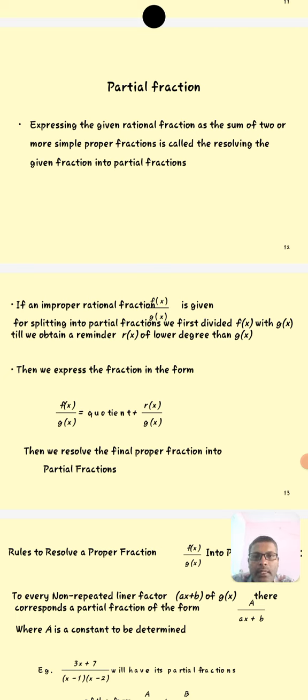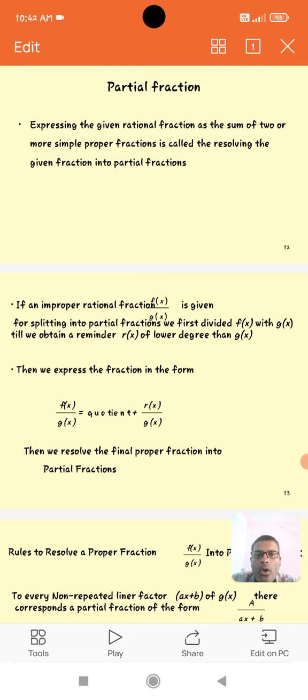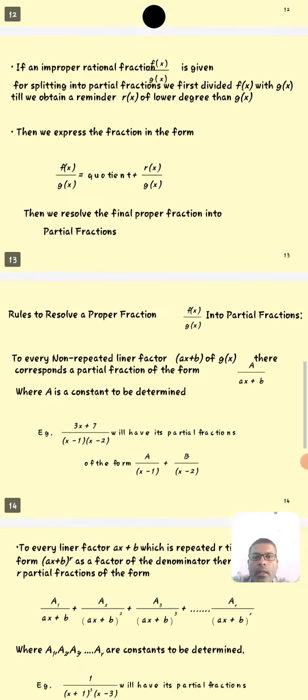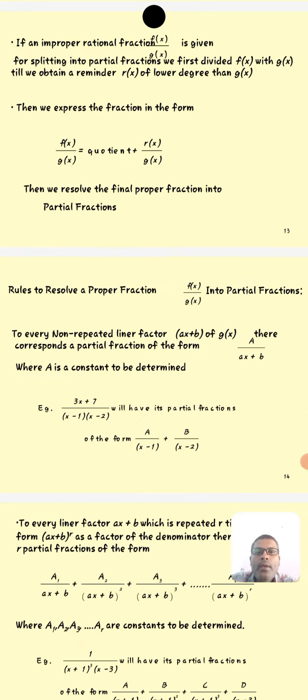Now we express the fraction in the form f of x divided by g of x is equal to quotient plus r of x divided by g of x. Then we resolve the final proper fraction into partial fractions. Rules to resolve a proper fraction f of x divided by g of x into partial fractions.